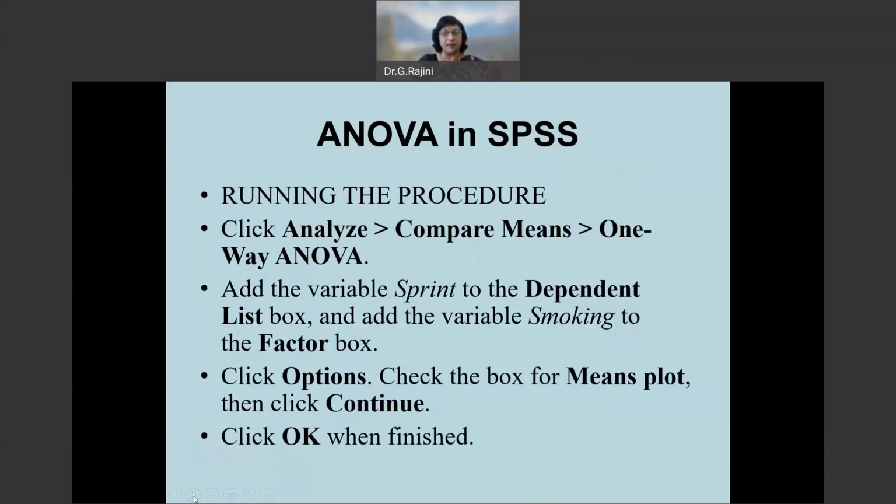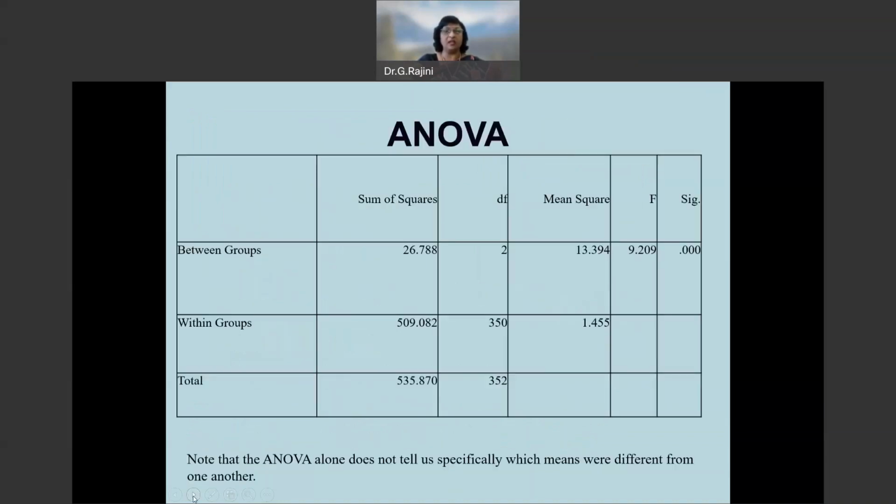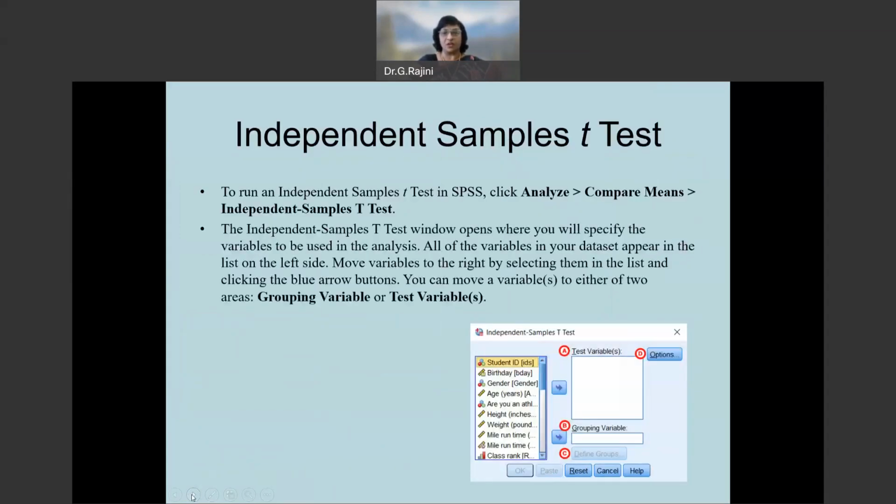This is another example. You check the box for mean plot and click OK, and that is finished. The output will be like this. Here you can see the significance is 0.000, which means you are taking only 0% risk, so you can reject the null hypothesis. ANOVA alone does not tell us specifically which means were different from one another, but it just tells us whether there is a significant difference or not.